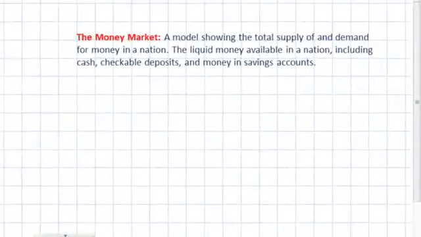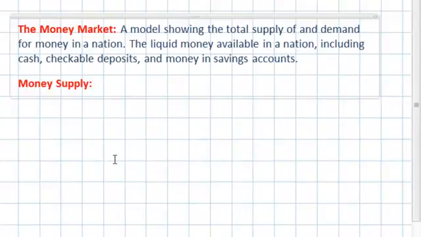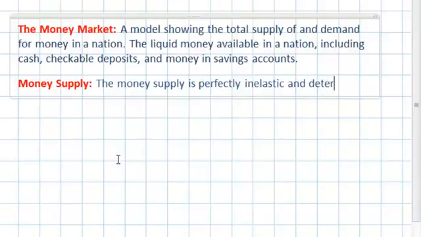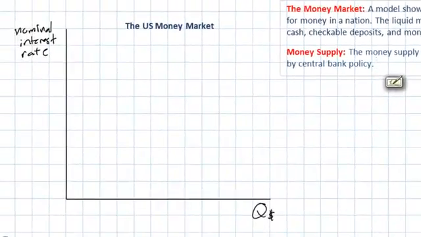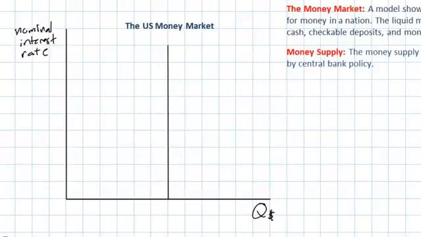So let's add a note here to the right. The money supply in a nation is determined by the central bank's monetary policy and is not related to the interest rate in the economy. In other words, the money supply is perfectly inelastic and determined by central bank policy. Graphically speaking, the money supply curve is a vertical line which will either shift to the left or to the right depending on whether the nation's central bank wishes to increase or decrease the supply of money. So we'll label this vertical curve the money supply curve, or SM, for the supply of money.